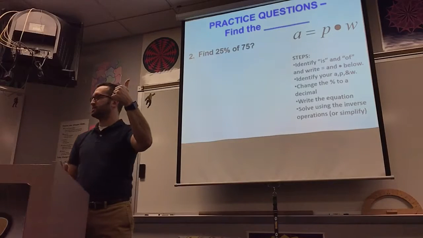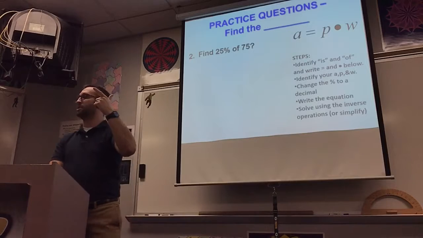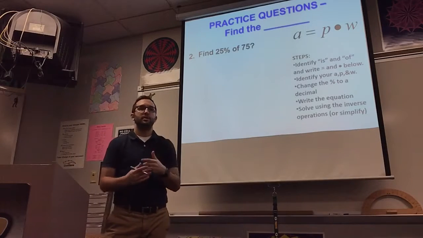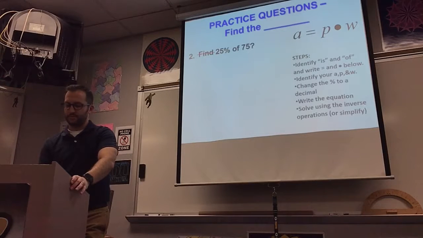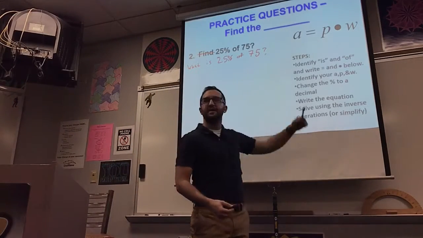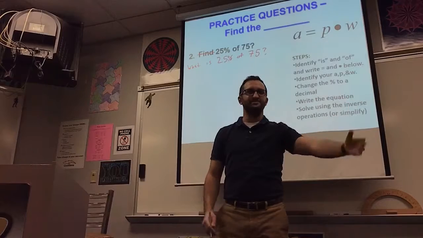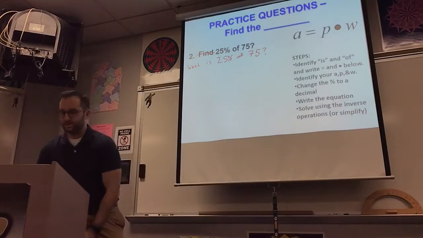Because what does "is" tell us? Nope, "is" tells us our equal sign. "Of" tells us our multiplication sign. So what we can do is replace "find" with "what is." So another way we could have written this is 25% of 75 is what? That's another way we could have written it, to get that word "is" in there.